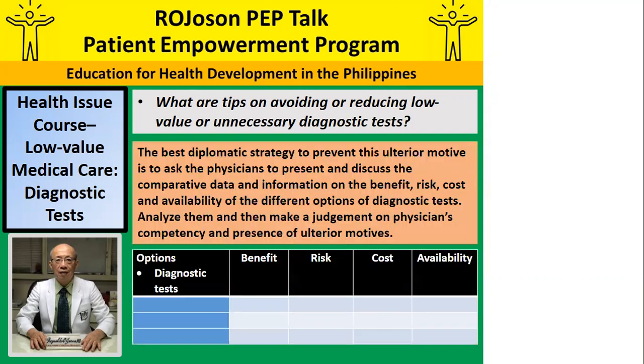Okay, so the best diplomatic strategy to prevent this ulterior motive is to ask the physician to just present and discuss the comparative data on the benefit, risk, cost, availability of the different options of diagnostic tests. Then analyze them based on the data that was given to you. Okay? Make a judgment on the physician's honesty, competency, and presence of ulterior motives.